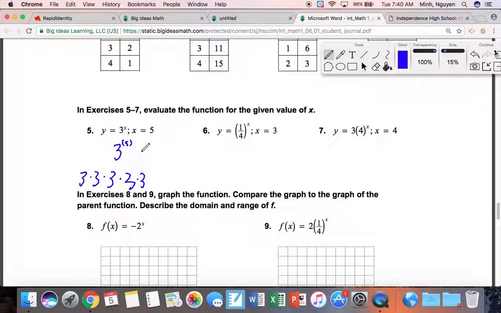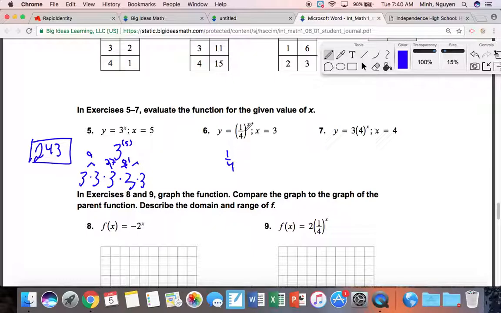I'll show you. So we have 3 times 3 is 9, 9 times 3 is 27, 27 times 3 is 81, 81 times 3 is 243. So that's our answer, 243.